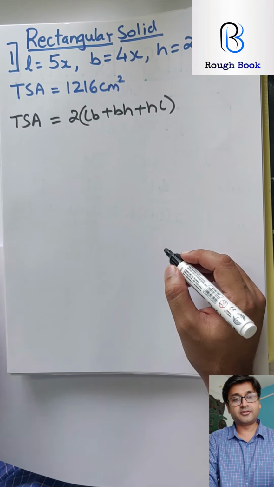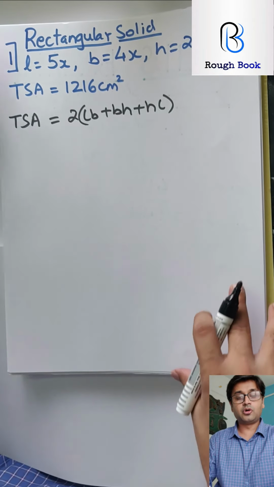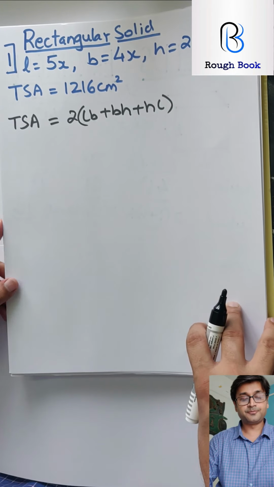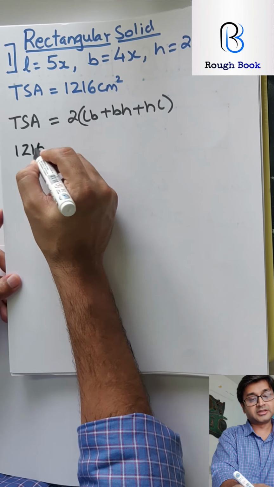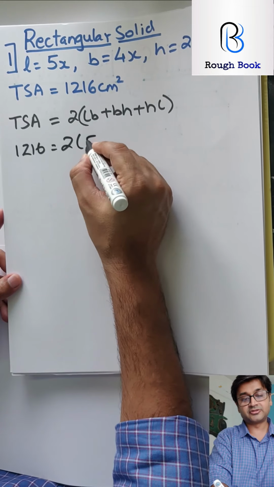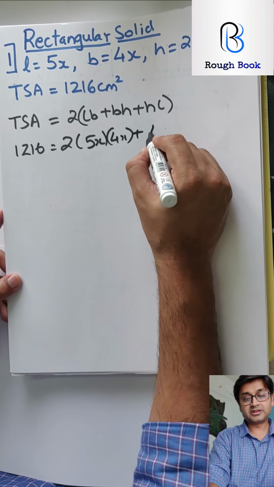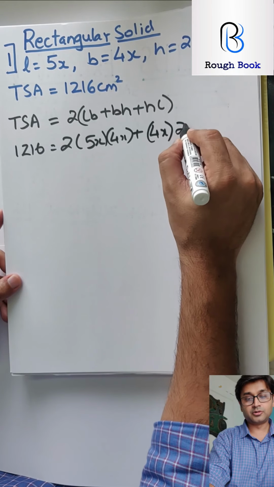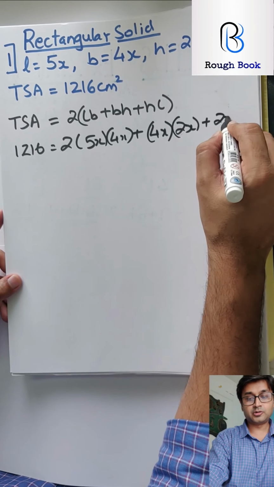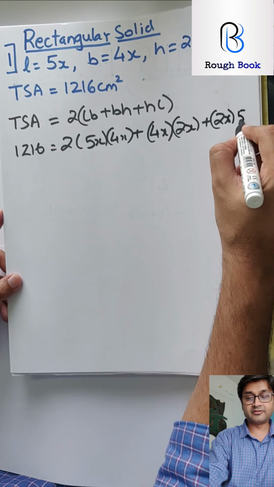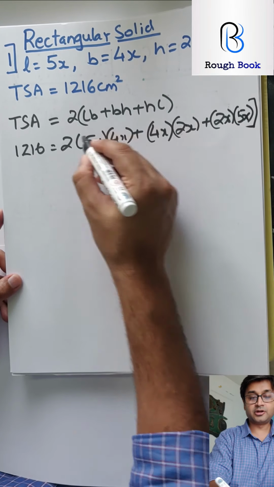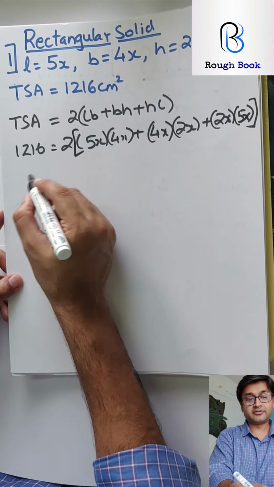That's it. So come on, everybody, pause the video. Even if you go wrong, doesn't matter, but try. Okay, so let's see. 1216 equals 2 times length 5x into breadth 4x, plus 4x into 2x, plus again 2x into 5x, entire thing in a bigger bracket so that it gets multiplied with 2.